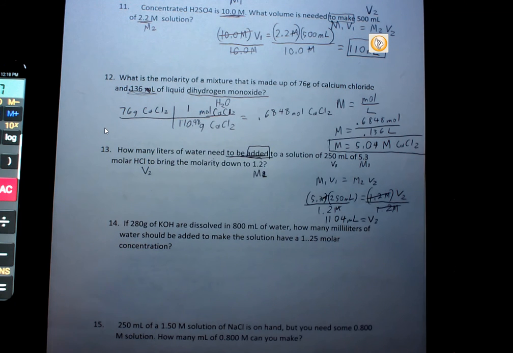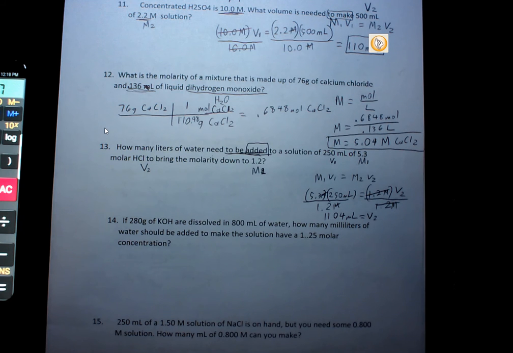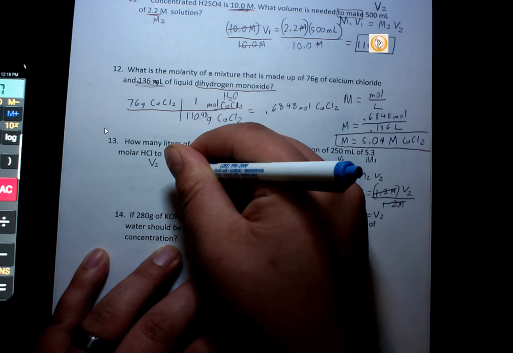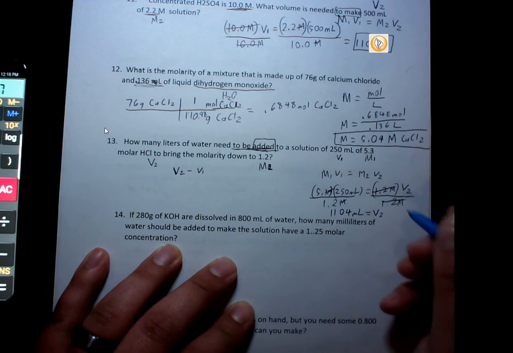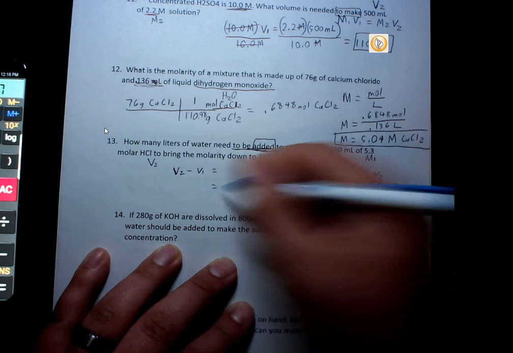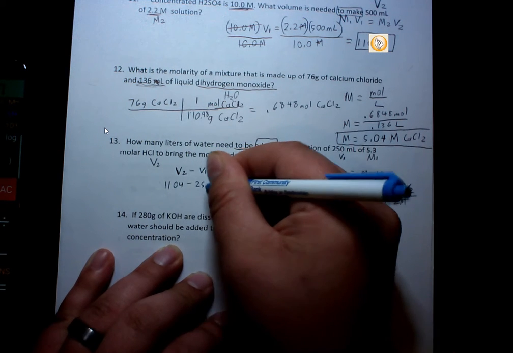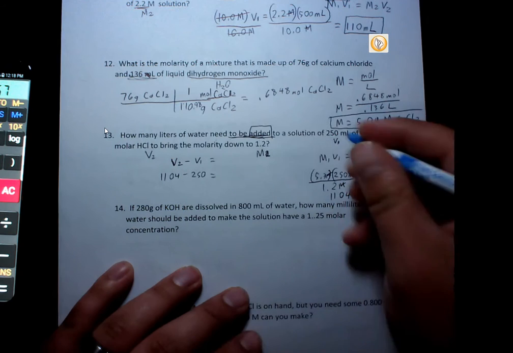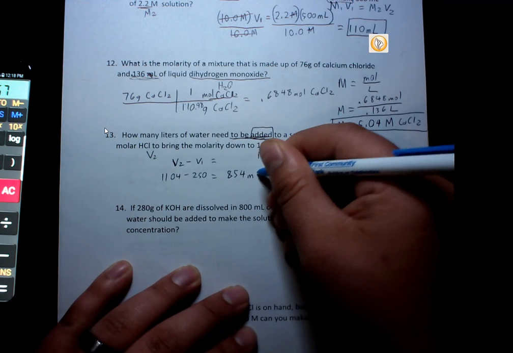So we got to subtract here because this is what we started with. This is what we ended with. You're just going to subtract V1 from V2. So V2 minus V1, that's going to give us 1104 minus 250. It's going to give us 854 milliliters.